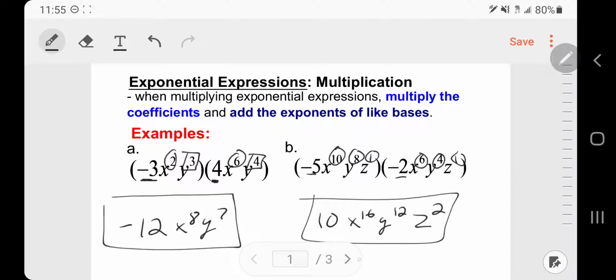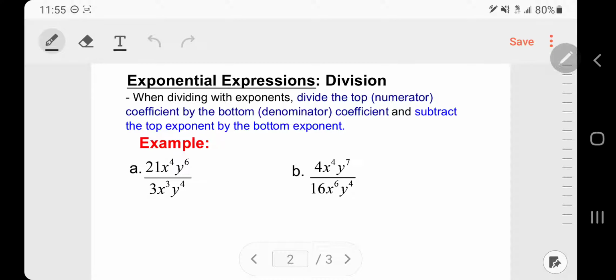Okay, moving on to division. As expected with division, it's the opposite of multiplication. So you're going to be dividing the coefficients of your numerator and denominator and subtracting the exponents, again, the denominator from the numerator. Okay, so in the first one we have 21 divided by 3. That's going to give me 7.